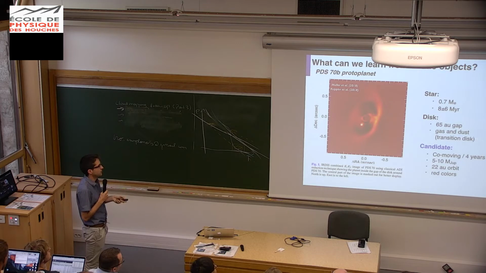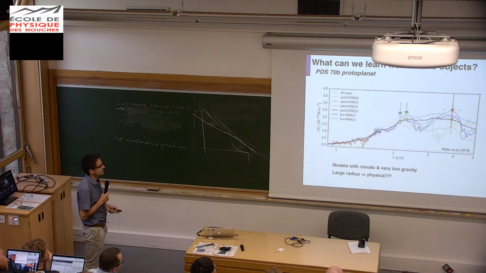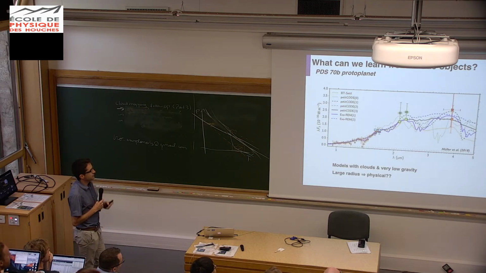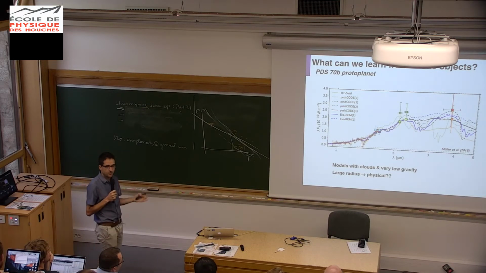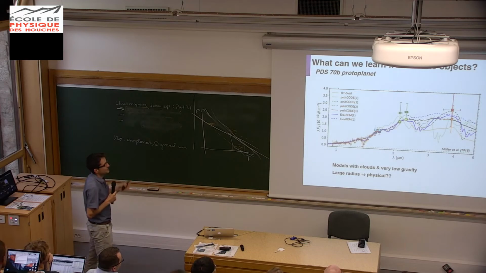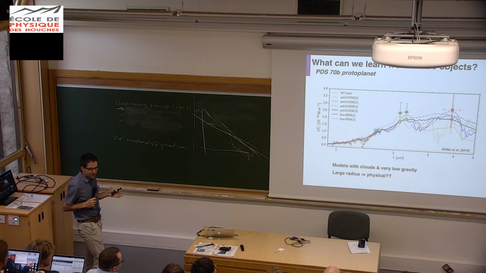Well, it's on a wide orbit. And it has very red colors, so we tried to model this color, and actually we are running into troubles. All the fits are converging towards the edge of our grids, basically. So we really also need to understand what's going on for these very, very young objects.